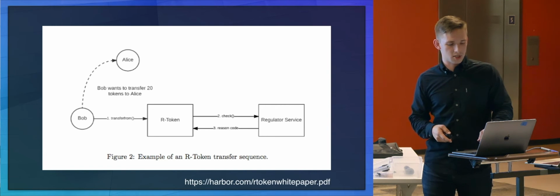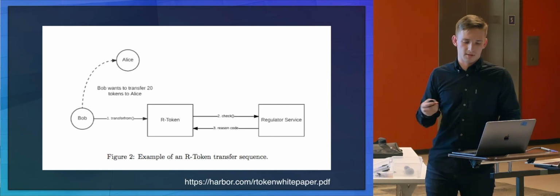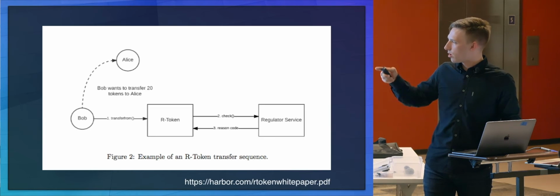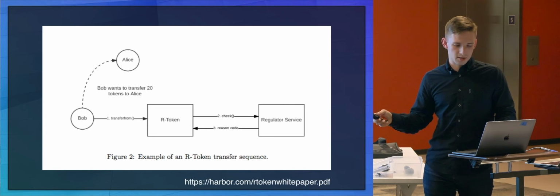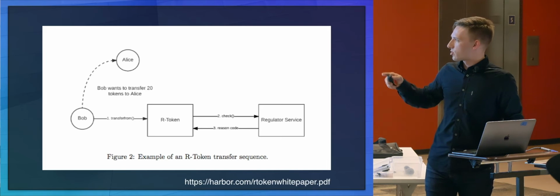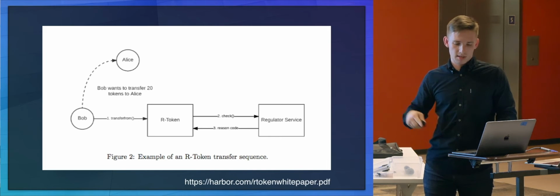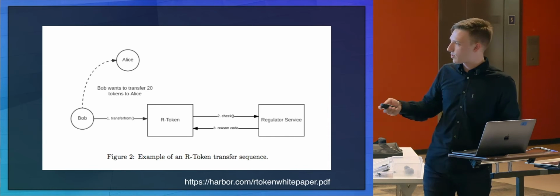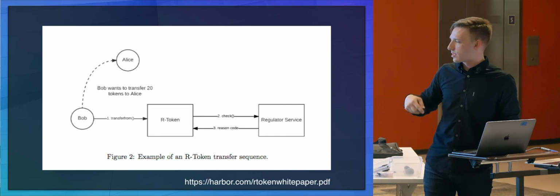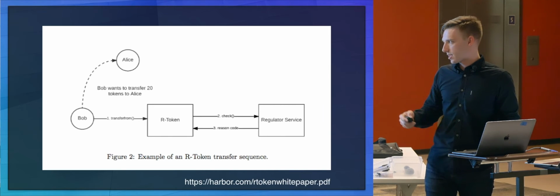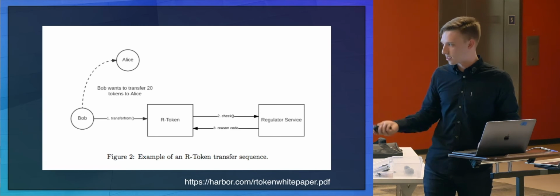Every time a transfer is initiated, say Bob wants to transfer a token to Alice, our token calls check on that regulator service. It sends back a reason code, and if unsuccessful, the transfer and transferFrom functions emit a check status event with that reason code. If the reason code is 0, which is reserved for success, the transfer goes through and the check status event is still emitted.